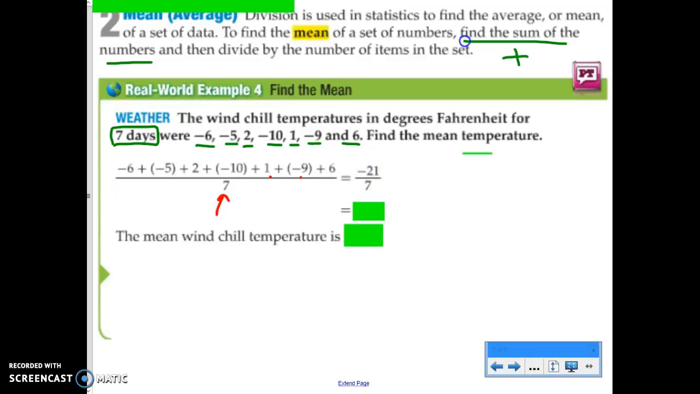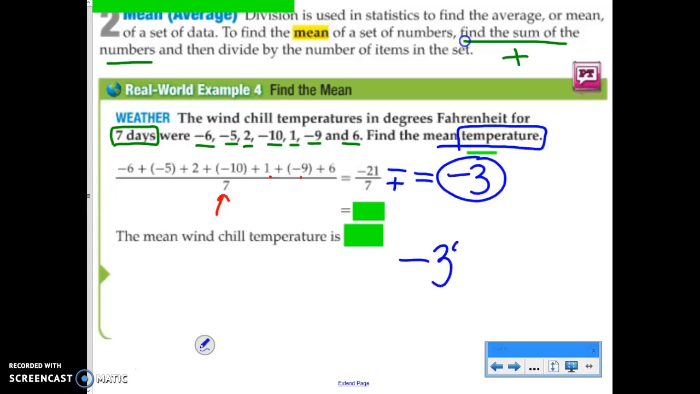So I'm going to take -21 and divide that by +7. Here again, I'm taking a negative and dividing it by a positive. And we know a negative divided by a positive is going to give us a negative answer. 21 divided by 7 gives us 3. So -3 is my answer, but what is it asking me for? Find the mean temperature. So I would say -3 degrees, and my unit was in Fahrenheit.